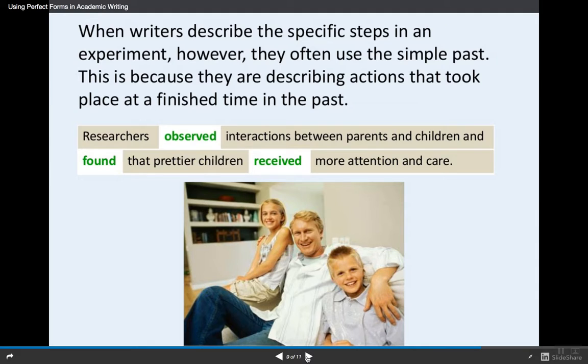When writers describe the specific steps in an experiment, however, they often use the simple past. This is because they're describing actions that took place at a finished time in the past. So researchers observed interactions between parents and children and found that prettier children received more attention and care. Here is simple past.